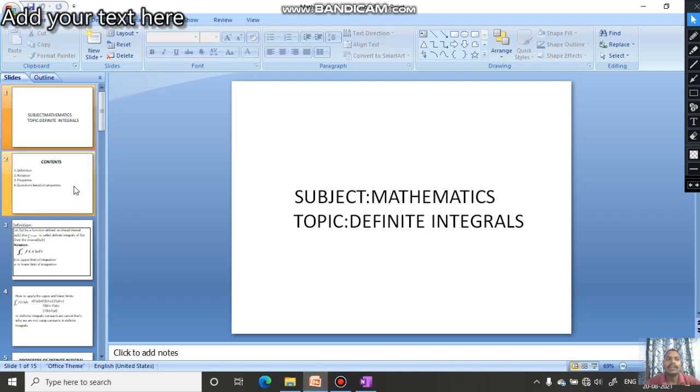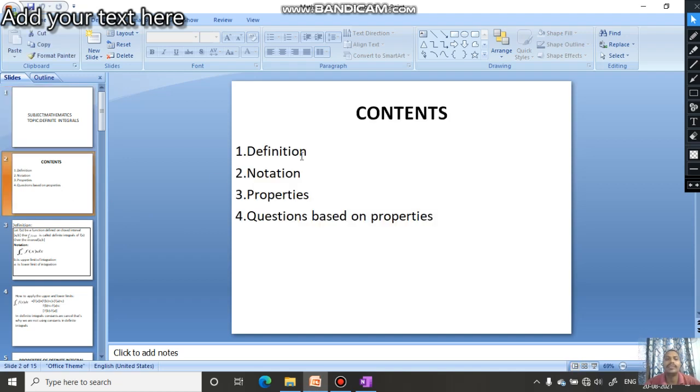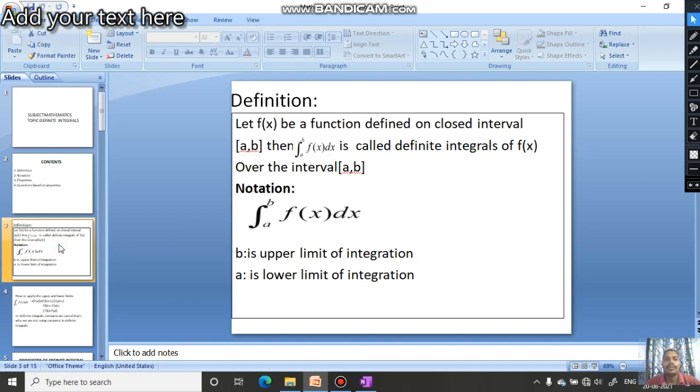So what kind of contents are we going to discuss today? First, definition and notation, how to write the definite integrals, what are the properties of definite integrals, and questions based upon the properties.